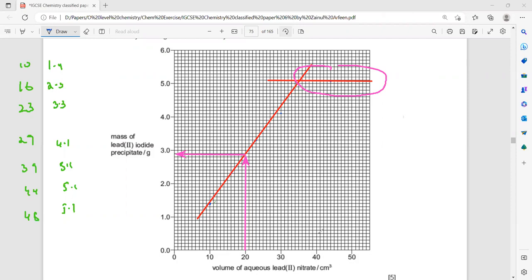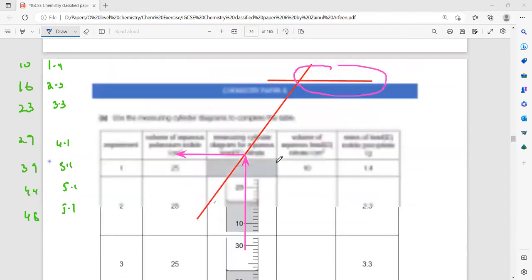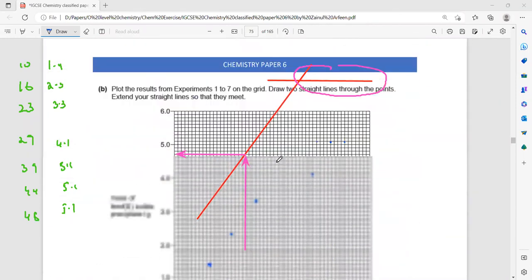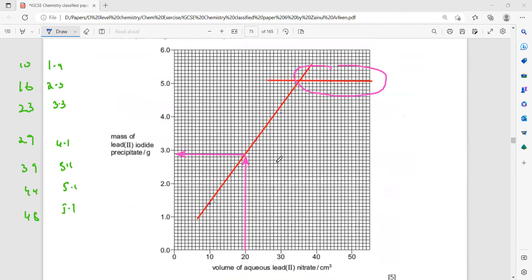You can clearly identify it because we are increasing the amount of lead nitrate, and the other reagent was, what was the other reagent? Lead nitrate was reacting with potassium iodide. So it means the potassium iodide ran out. Potassium iodide is used up because we are increasing the amount of lead nitrate but we don't find any change. So we can conclude that at this point the potassium iodide is used up, as potassium iodide is the limiting reagent.